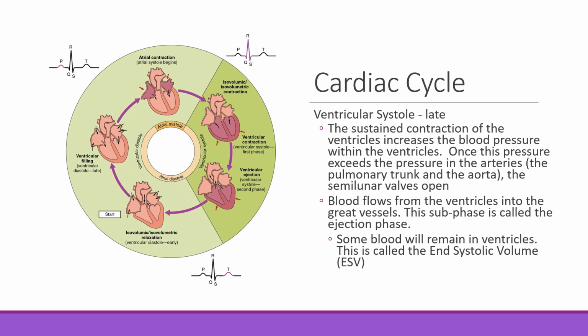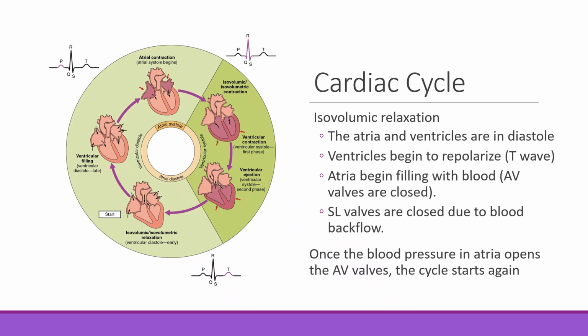Blood flows from the ventricles into the great vessels, and this subphase is called the ejection phase. Some blood will remain in the ventricles. This is called end-systolic volume, or ESV.